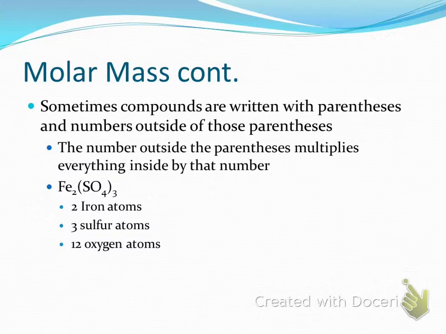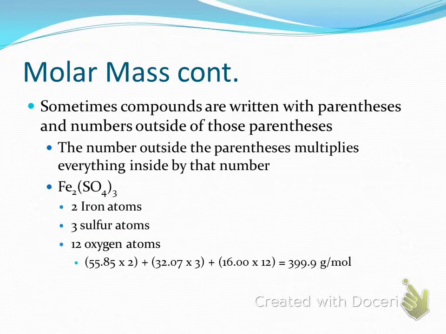We know how many of each atom is in this molecule. We know the molar mass of each atom because it's given to us on the periodic table, and we're going to be able to multiply those as we want. Okay? So right here I've taken iron's average atomic mass. We have 2 of them, so I multiplied it by 2. I'm going to add that to sulfur's atomic mass, which we have 3 of, and I'm going to add that to oxygen's atomic mass, which we have 12 of.